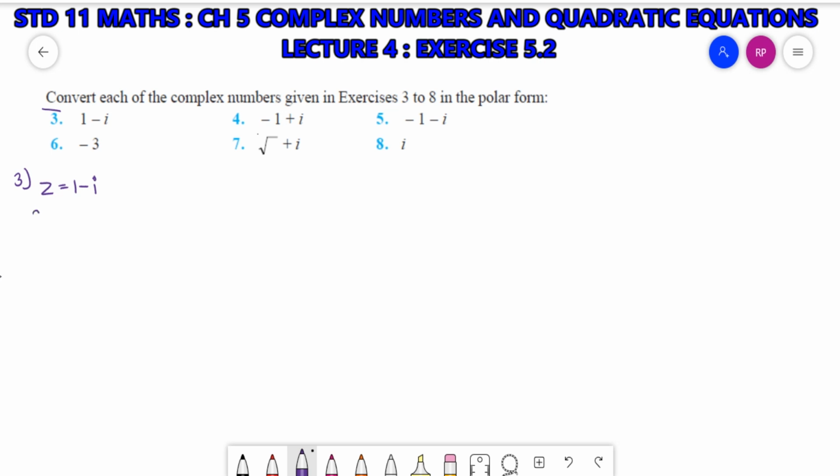Okay, so here what is our x? x is 1 and y is minus 1. So modulus r is equal to under root of x square, that is 1 square, plus 1 square, that is root 2. tan theta is y by x, so y by x is minus 1 upon 1, that is minus 1. So the value of tan alpha is 1, so alpha will be pi by 4.